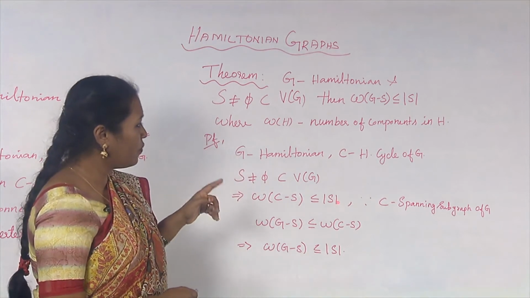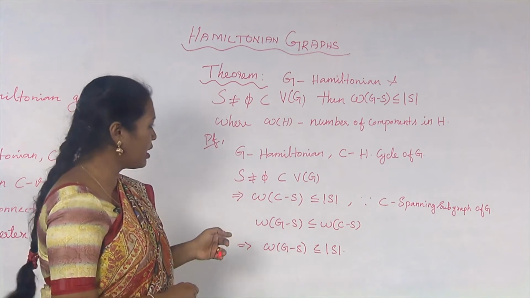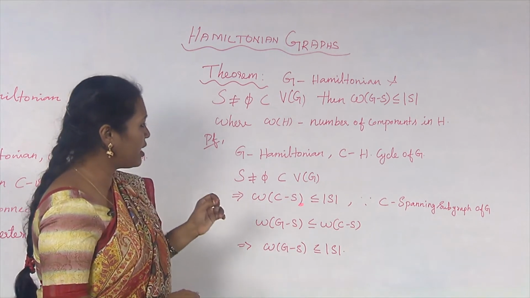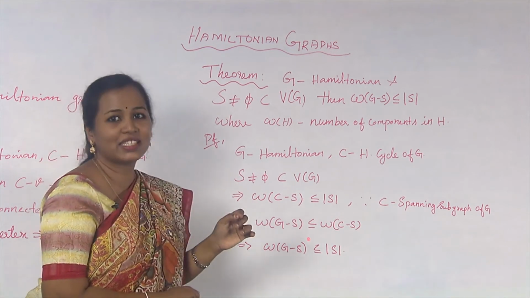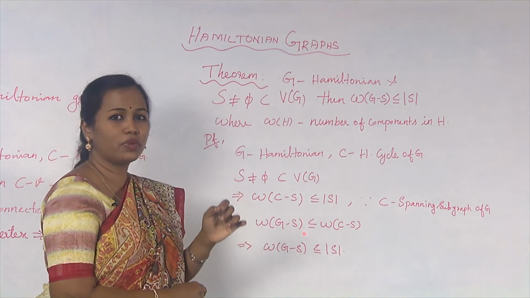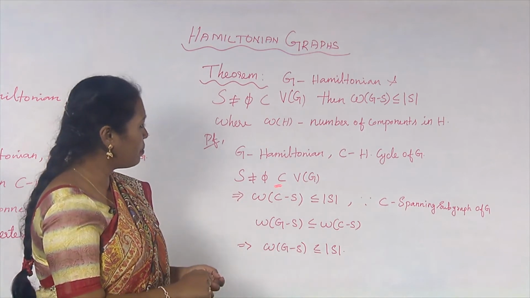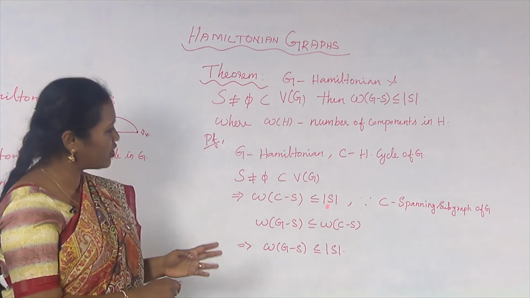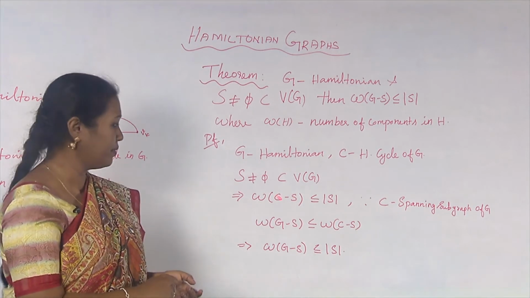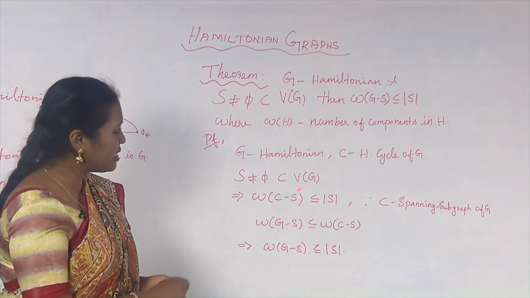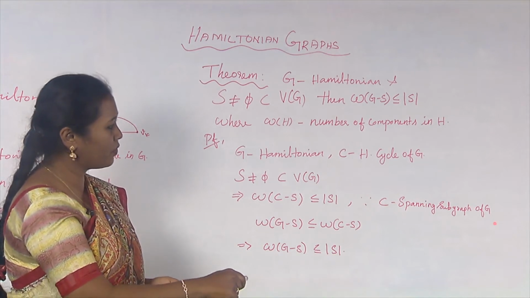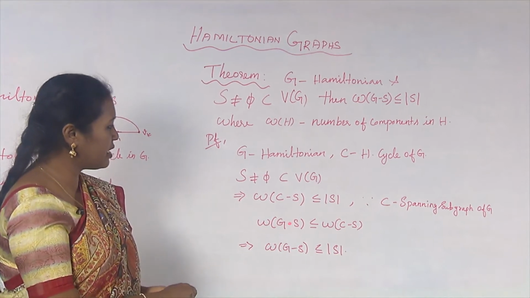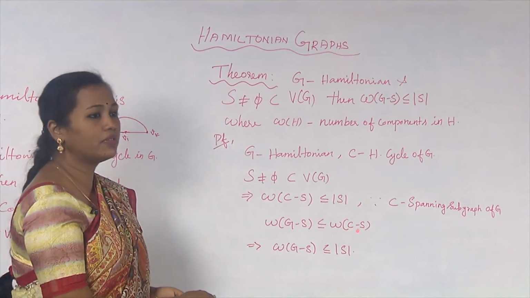So, if you are removing s number of vertices from the graph, the number of components that you get cannot exceed the number of vertices that you remove. I hope this is clear, because omega of C minus S is definitely less than or equal to cardinality of S here. Therefore, because C is a spanning subgraph of G, omega of G minus S is less than or equal to omega of C minus S.